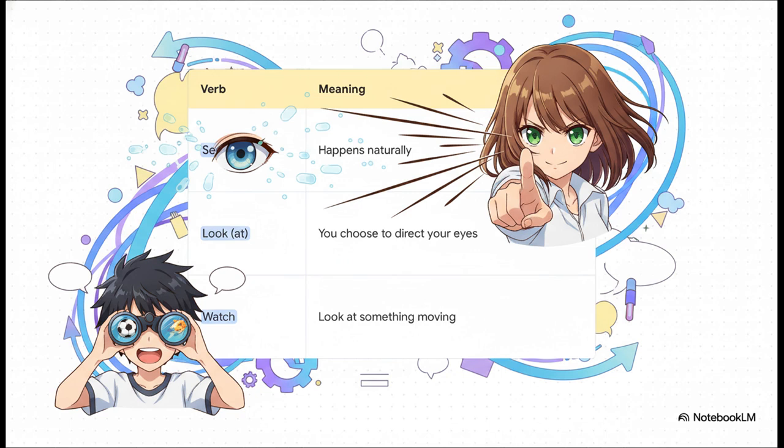Now, this table does such a good job of showing the difference with our vision words. It really all comes down to intention and movement. So see is passive, right? It's just what happens when your eyes are open. You don't try to do it. Then you have look at. This is an active choice. You are deciding to direct your eyes at something specific. And finally, watch is also active, but it's for looking at something that's moving over a period of time, like a movie or a soccer game.